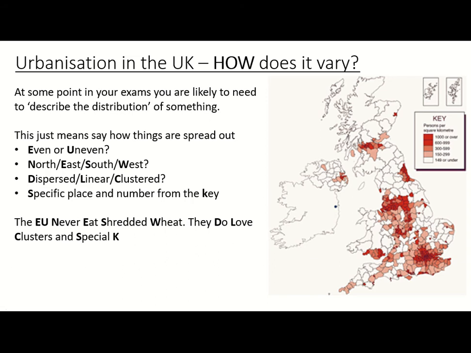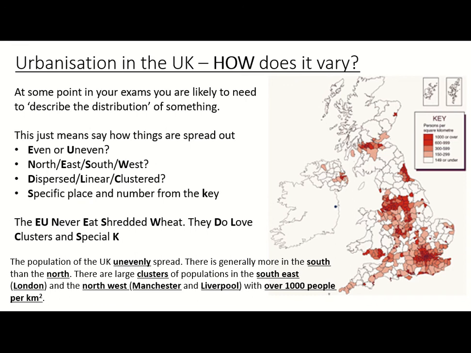But what does this look like? Well, let's put it into context. If I got a question that said describe the distribution of the UK, or the distribution of people in the UK, this would be a really comprehensive answer, and I've tried to incorporate as many of these things as possible. So firstly, the population of the UK is unevenly spread. Uneven. There is generally more in the south than in the north. Okay, that makes sense.